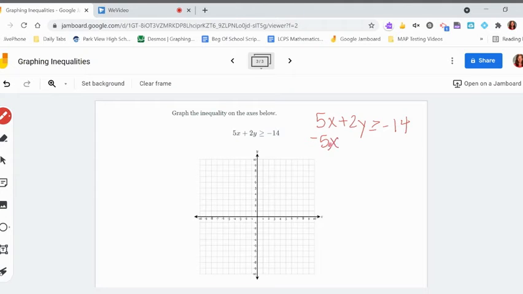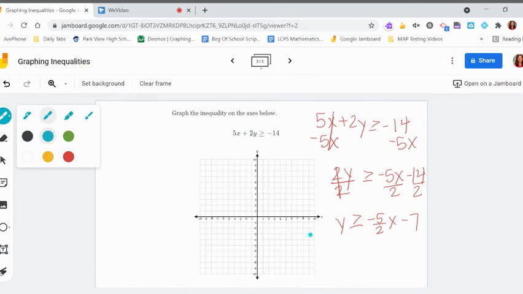I'm going to subtract 5x from both sides. Again, there's a lesson on this in unit 3. If you want to pause this and go back and do that lesson, you might want to. Bring down 2y is greater than or equal to, let me go back a second. These don't cancel over here. I just have 2y greater than or equal to -5x minus 14. Then I divide everything by 2. That cancels. So y is greater than or equal to -5 over 2 x. -14 divided by 2 is -7.